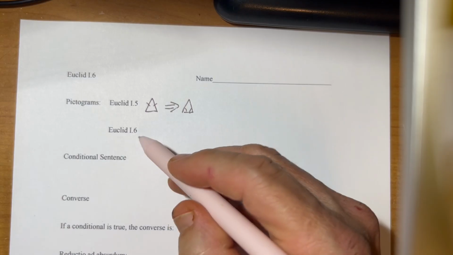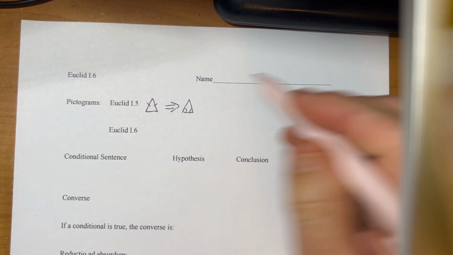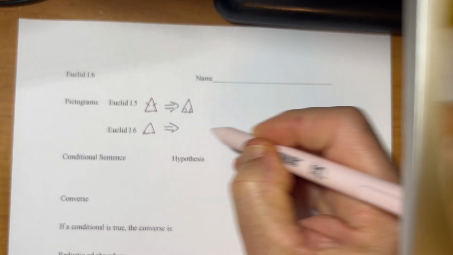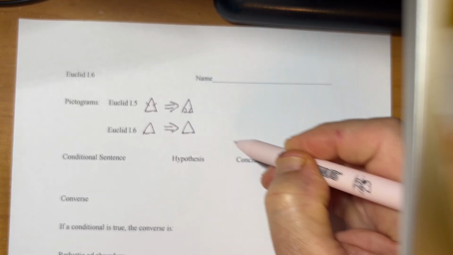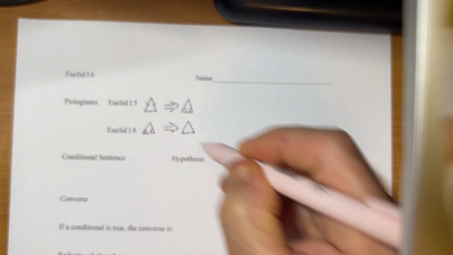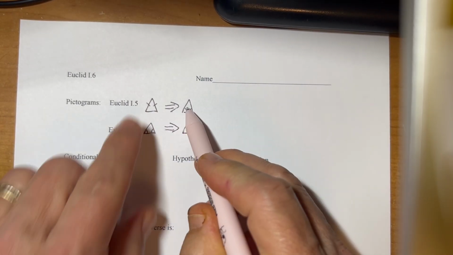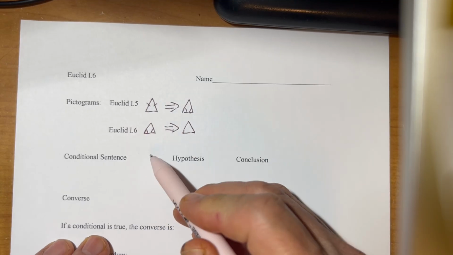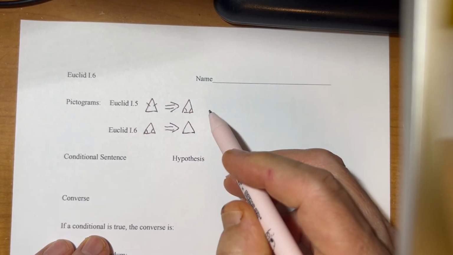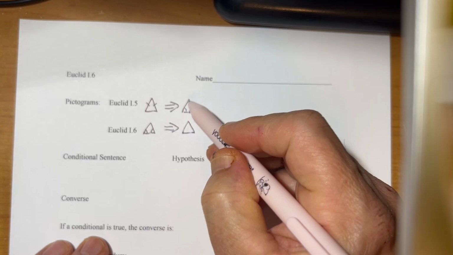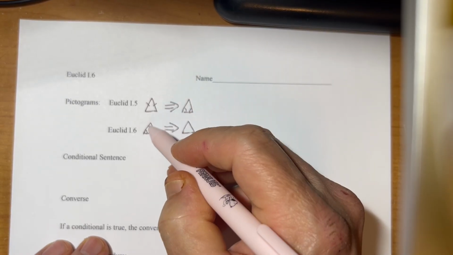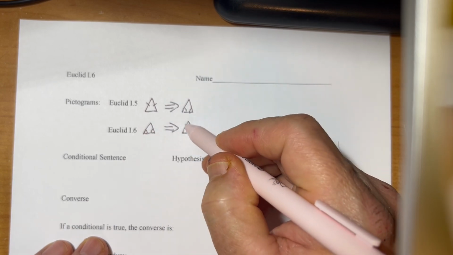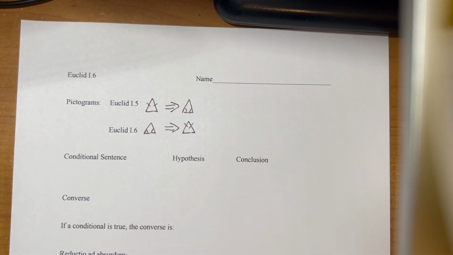Now, Theorem 6 of Euclid is the converse. The converse means we're going to take these two premises and reverse them. This is the sides are equal, and this is the base angles are equal. So we prove that if the sides are equal, then the base angles are equal. Theorem 6 is going to prove that if the base angles are equal, then the sides have to be equal.